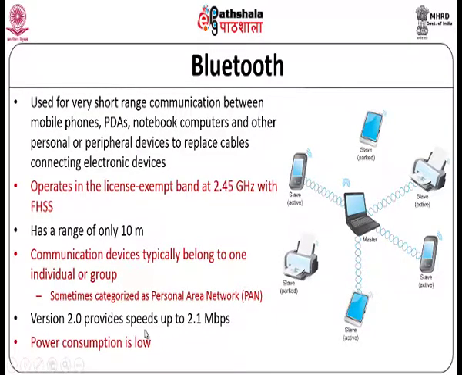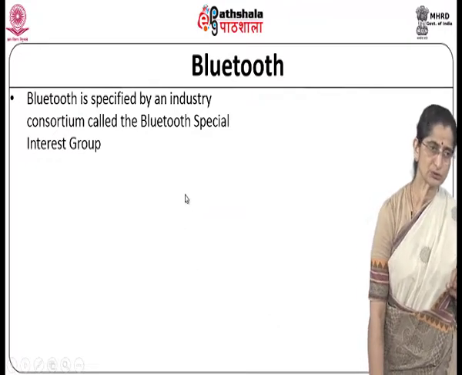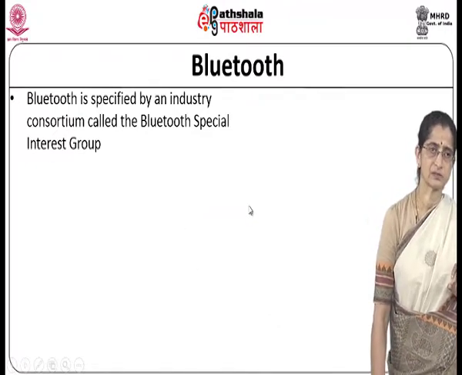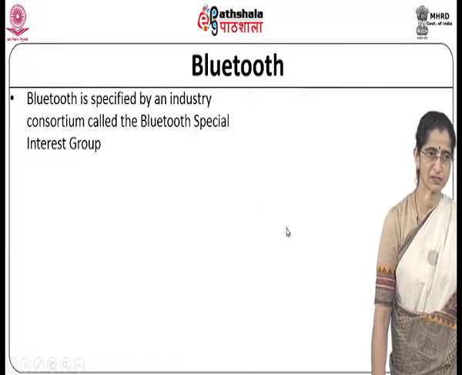Now you have version 2.0, for instance, which supports speeds of up to 2.1 megabit per second. One of the key factors of this is very low power consumption. That is a very important characteristic of the Bluetooth technology. The Bluetooth specification is actually given by an industry consortium which is called the Bluetooth Special Interest Group.